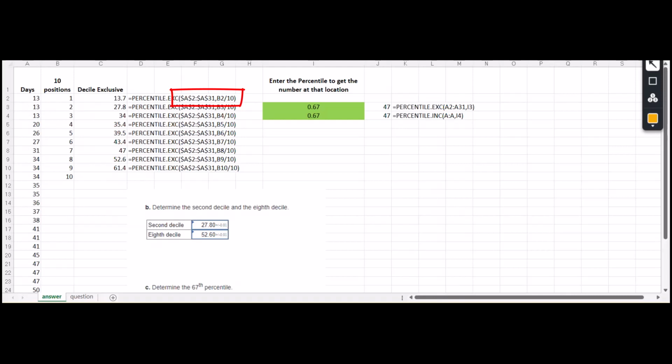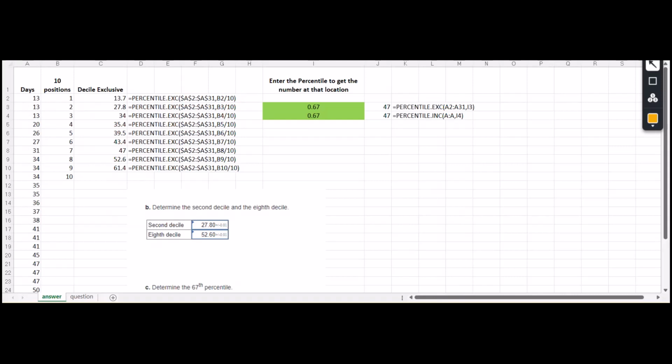That's B2. So at position 1 divided by 10, because what is percentile? Percentile is divided by 100, right? And so what we're doing with deciles is we're taking 100 and dividing it by 10 so that the numbers go into 10 positions instead of 100, right? So that's why this formula is laid out this way. It's the percentile of this group of numbers, and we're looking for the position 1, 2, 3, etc., and divide it by 10, because percentile divided by 10 is decile. Okay, so as you can see, there are my answers on that.